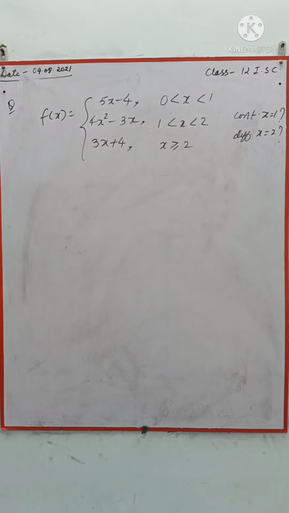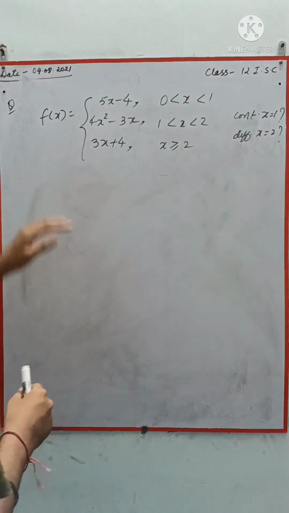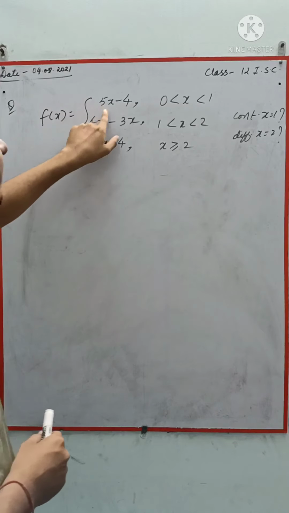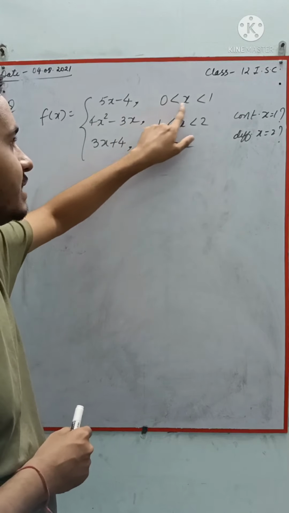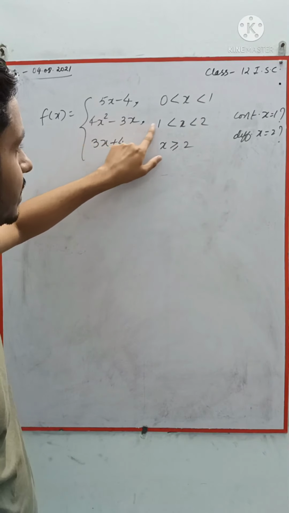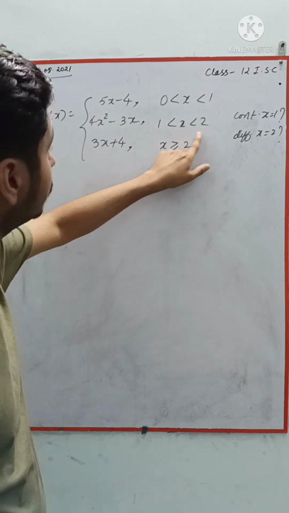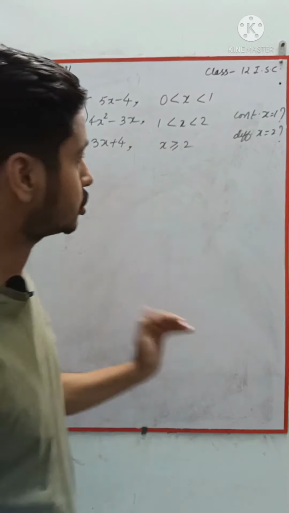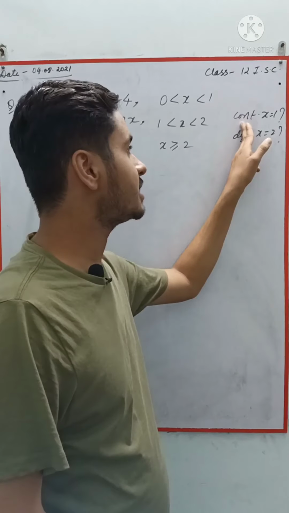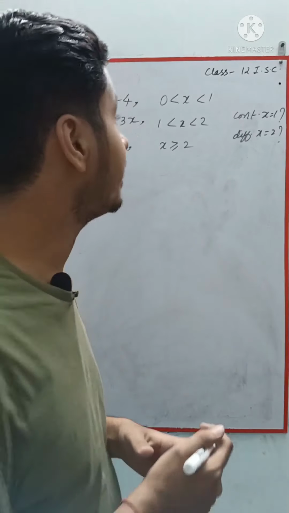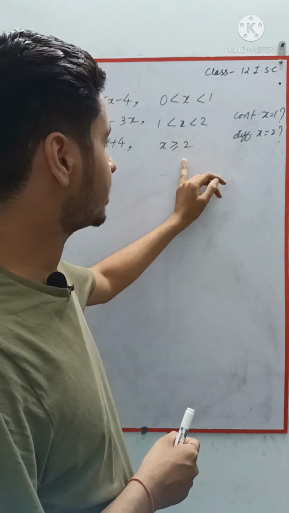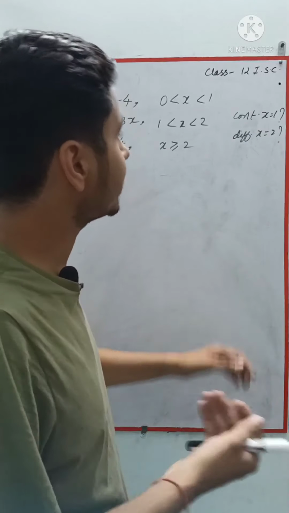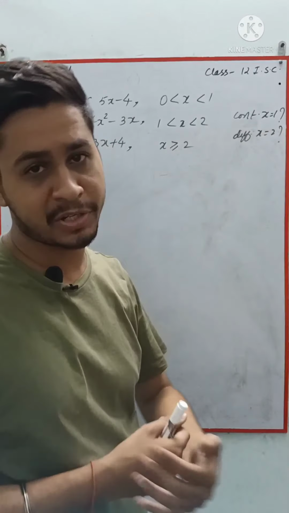Okay, now let's understand this question. In this question, we are given f(x) equal to these 3 functions: 5x minus 4, where x is greater than 0 and less than 1; 4x square minus 3x, where x is greater than 1 but less than 2; and here x is greater than or equal to 2. Now we have to examine whether this function is continuous at x equal to 1 and differentiable also, and also its continuity at x equal to 2 and its differentiability also.